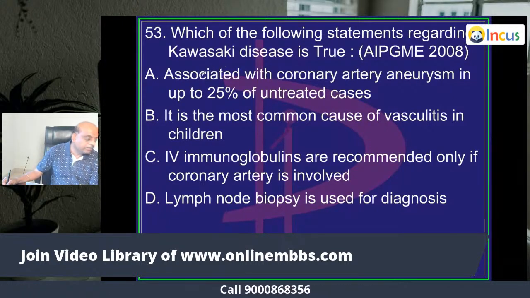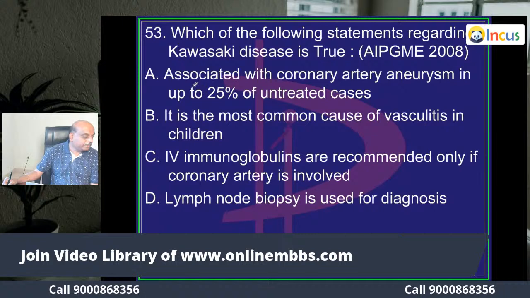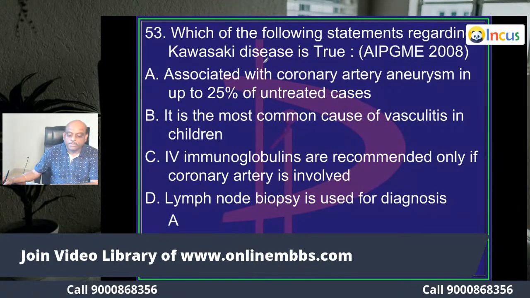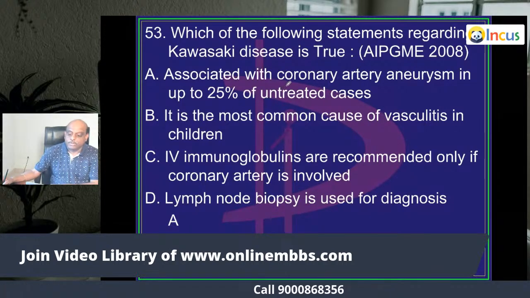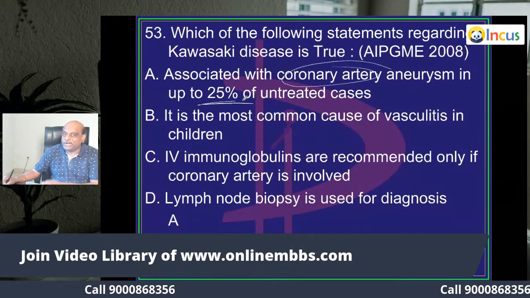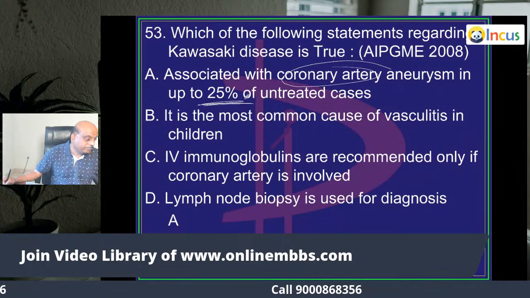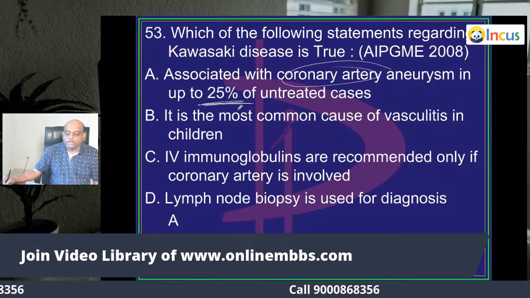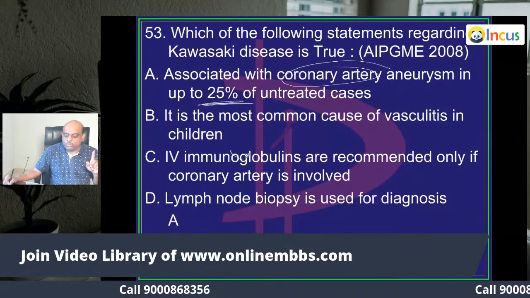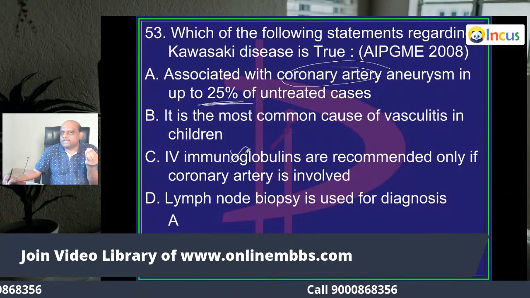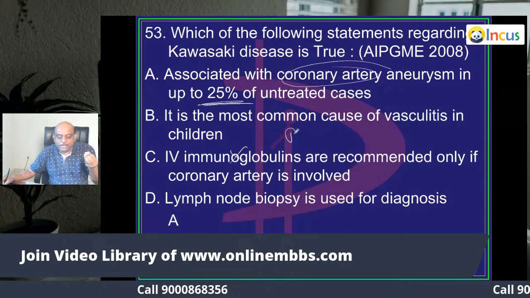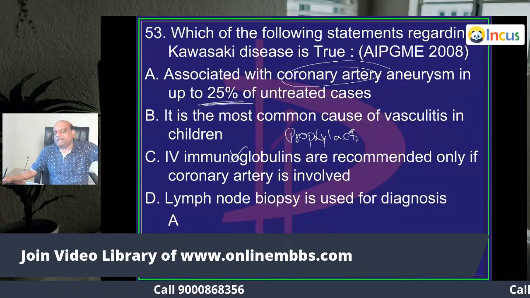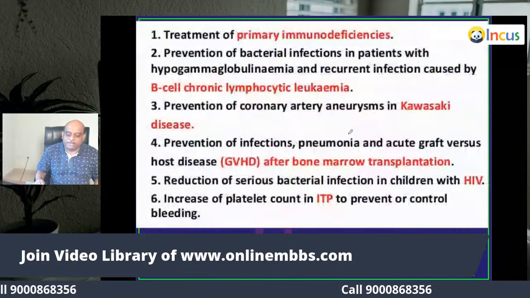Now, regarding Kawasaki disease, you should remember it is associated with coronary artery aneurysm in up to 25% of untreated cases. But one point you should remember is, you don't give IV immunoglobulins when the coronary artery is acutely involved. IV immunoglobulins are indicated for prophylactic use to prevent the development of coronary aneurysm, not for acute treatment.